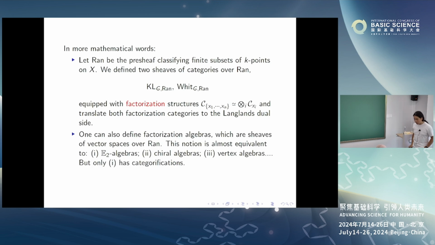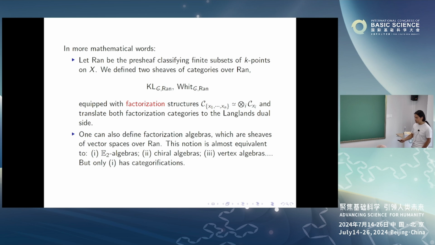In more mathematical words, it means the following. There's a thing called the Ran space, which is like some exotic thing. It's just a presheaf, it's not a stack. It's just a presheaf on the category of all affine schemes. It classifies finite subsets of K-points on X. And if you replace K by S, it classifies finite subsets of S-points on X.